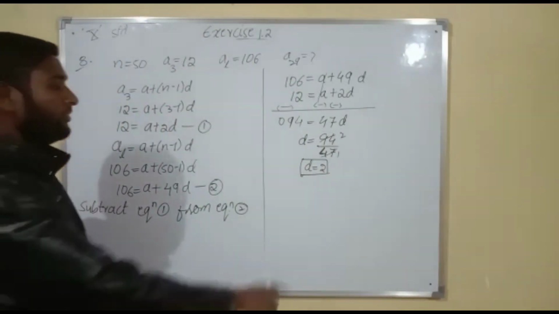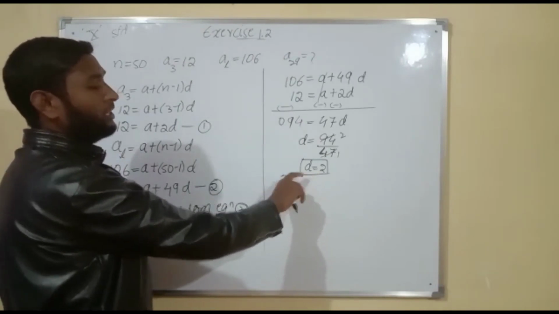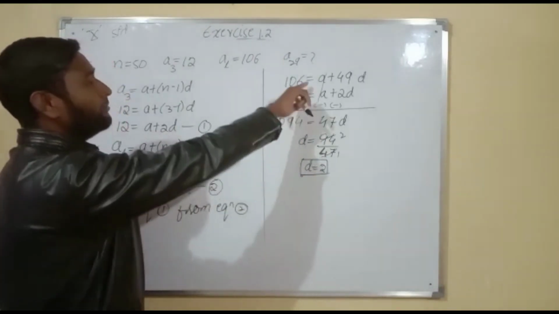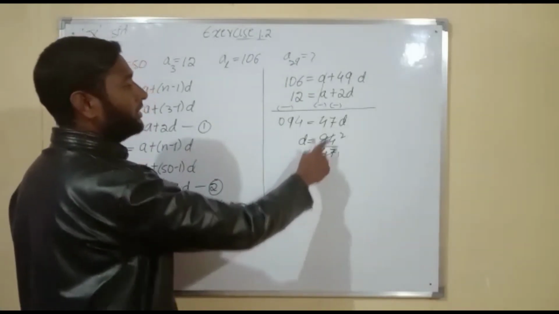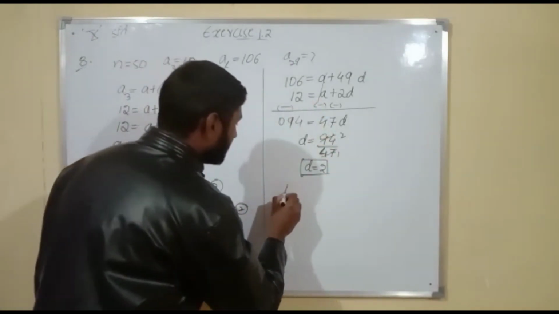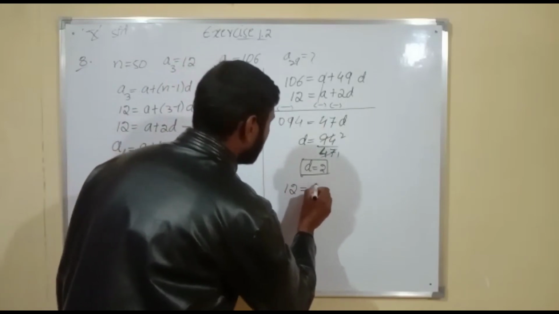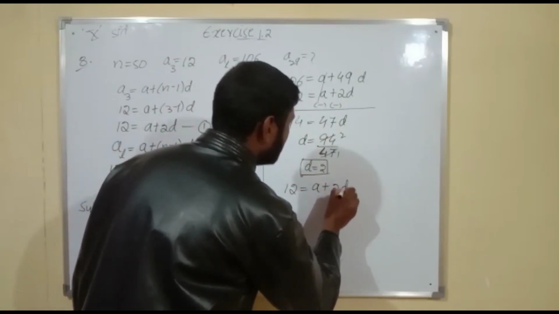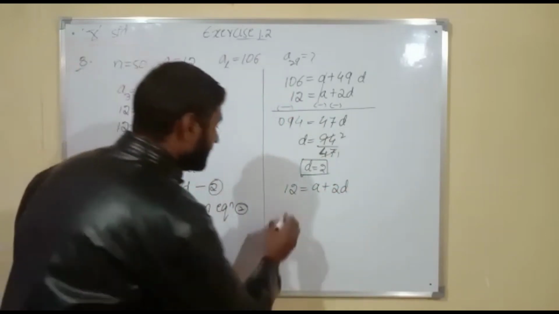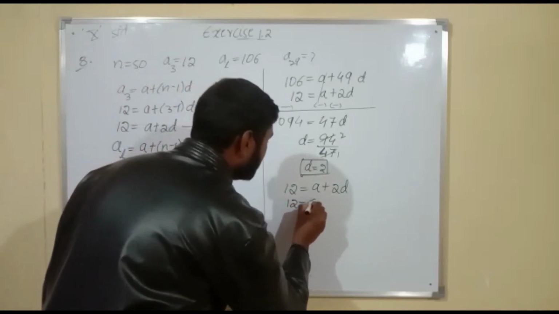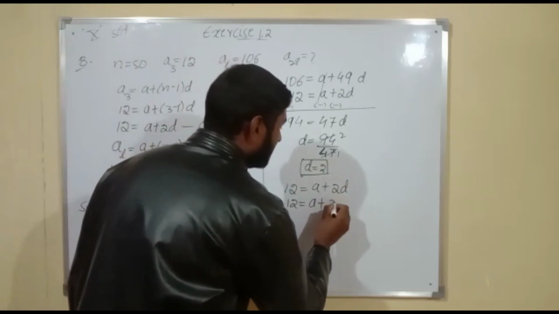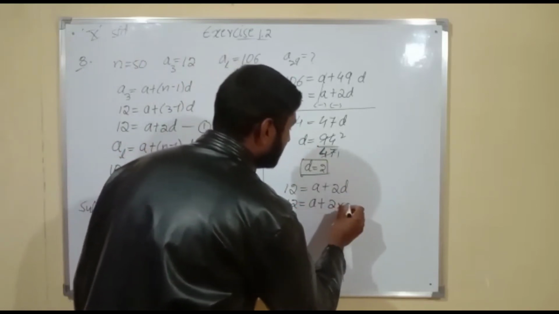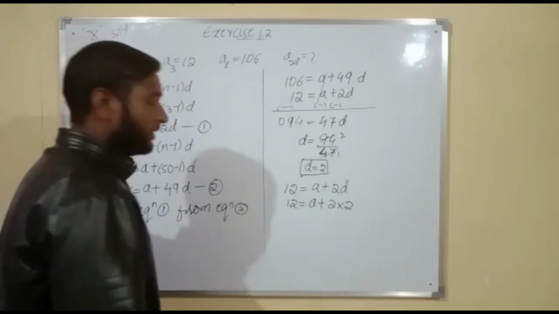Okay. See, when we got the 2, by putting the value of d in any of the equations, we will get the a. Let me put the value of d in the second equation. What is the second equation given? 12 is equal to a plus 2 into d. Okay. See, 2 into d is nothing but 4.